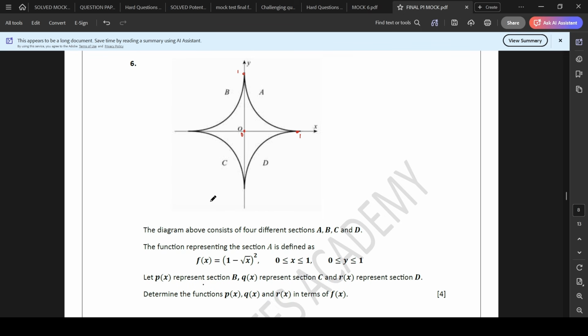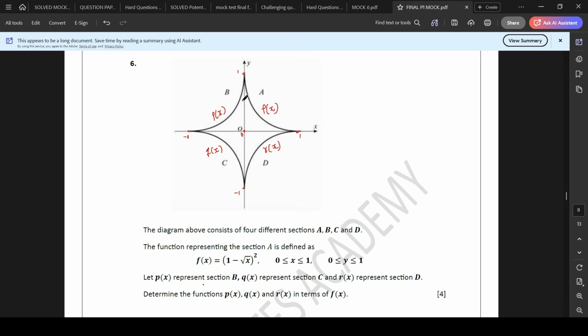Let P(x) represent section B, Q(x) represent section C, R(x) represent section D, and section A was defined as f(x). We have to determine the functions P, Q, R in terms of f. So this is a question from transformation of functions. So this has to be minus 1, this has to be minus 1.